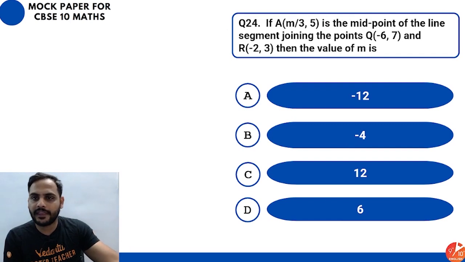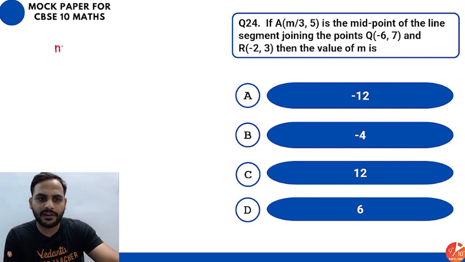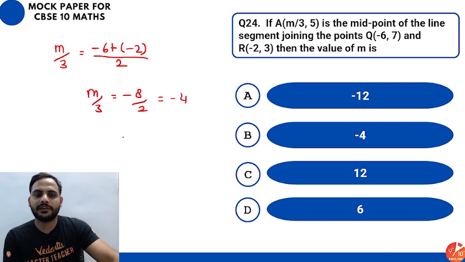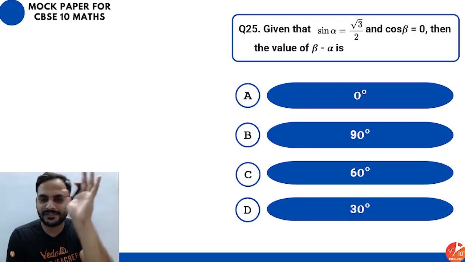Next one, if A, which is m by 3 comma 5, is the midpoint of the line segment QR, then the value of m is asked. Very easy. So x coordinate of A, m by 3, is equal to x coordinate of Q, which is minus 6, plus x coordinate of R, which is minus 2, divided by 2. So minus 6 minus 2 is minus 8. m by 3 is equal to minus 8 by 2, which means minus 4. Shift 3 over there, m is equal to minus 12. Pretty easy question. You should not make any mistake in this. Easiest one I would say.